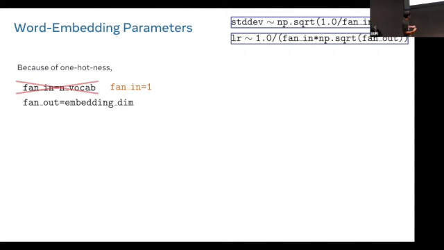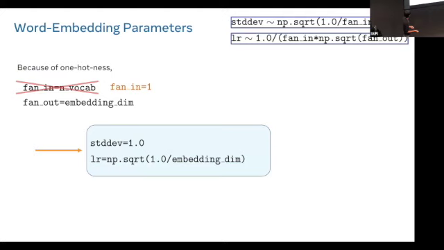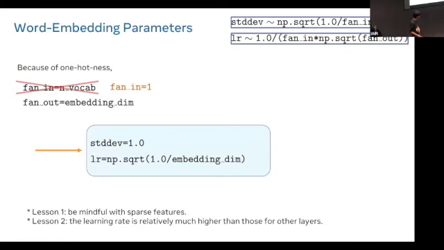You can do a bunch of calculations to show that it's incorrect, but the intuition is that usually each token is given as a one-hot vector. So only one component of the vector is non-zero, and everything else is 0. So there's only one meaningful signal, and in this case, fan-in should be 1. With that cautionary remark, you plug this in, and you get standard deviation of order 1, and learning rate 1 over the embedding dimension. And there are 2 takeaways from this slide.